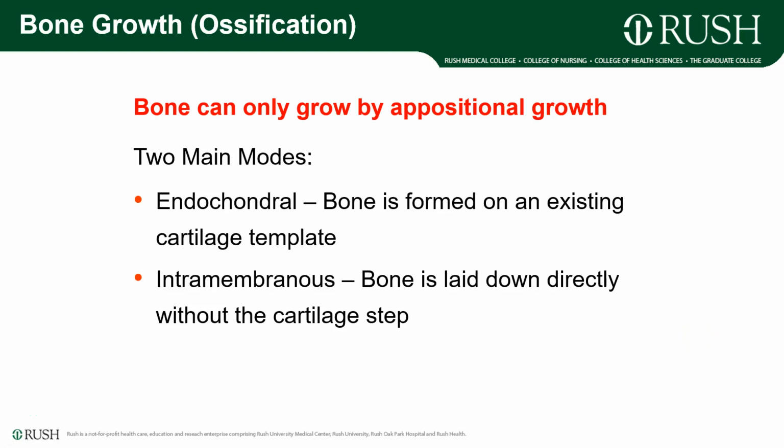The bone can grow in two different ways. There's endochondral and then there's intramembranous. Endochondral bone formation is formed on an existing cartilage template, so there's a cartilage phase that's involved. In intramembranous bone formation, the bone is formed directly without the cartilaginous step.